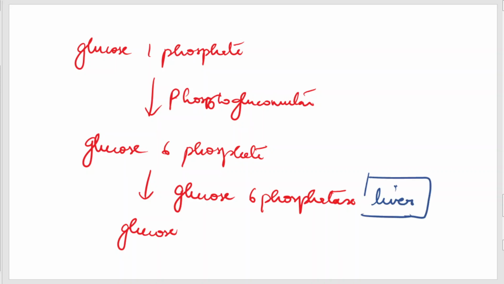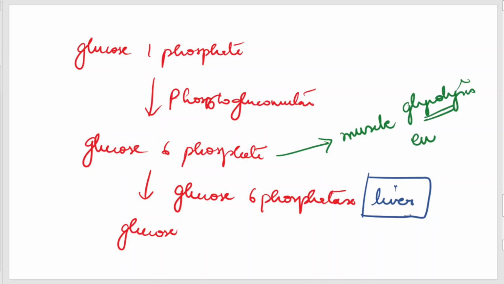Is it present in the muscle? No, it is not present in the muscle. So what happens in muscle? In the muscle, glucose 6-phosphate enters directly into the glycolysis step, and it is used as a source of energy for muscle contraction.